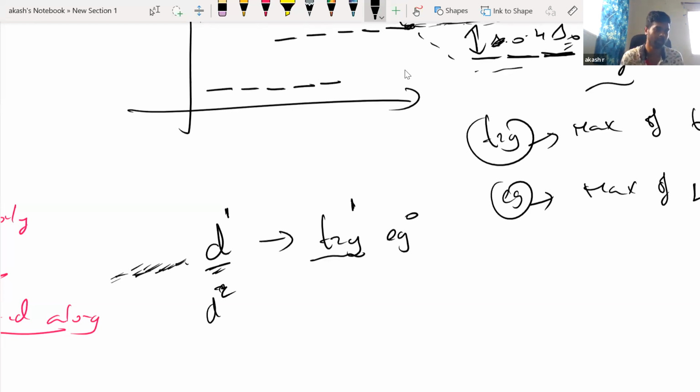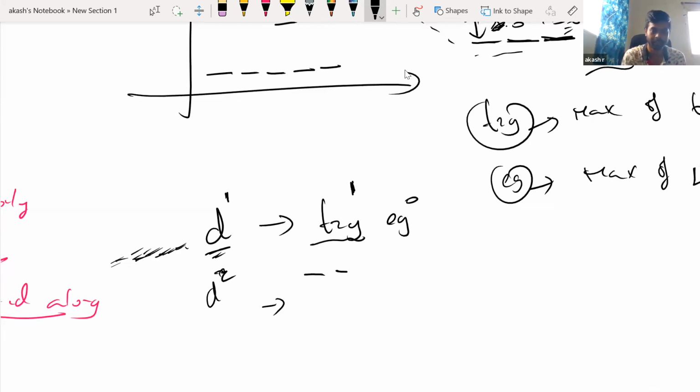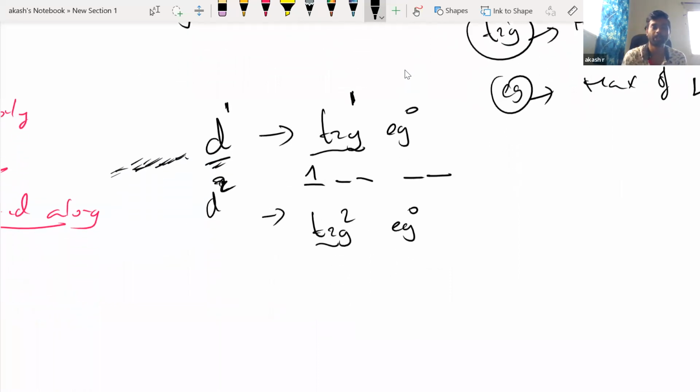Say for example, we go to d2. Again, T2G can have a maximum of 3 orbitals. We have T2G3 and EG has 2, with only 1 electron here. Now, when I go for the d2 configuration, obviously we have to write it as T2G2, that is, in the T2G orbital 2 electrons will be there, and EG will have 0. Now, how do we represent it? T2G is having 3, EG is having 2. Now, is what I'm writing correct?